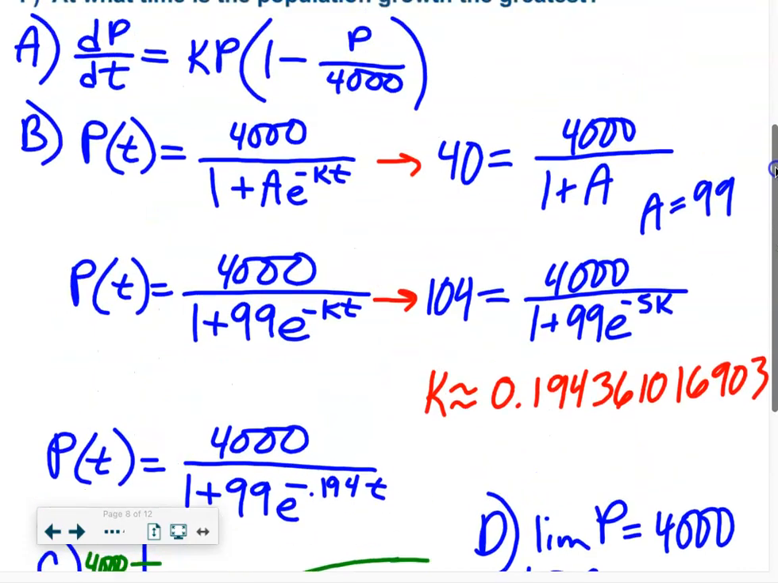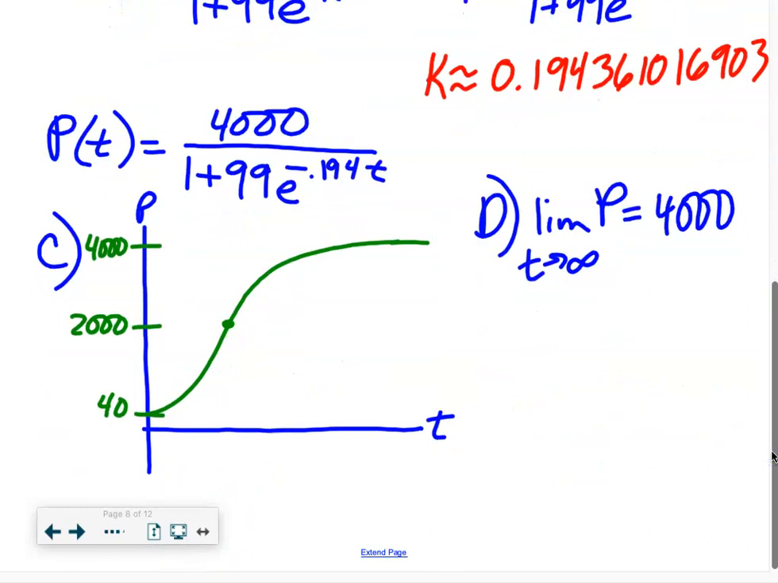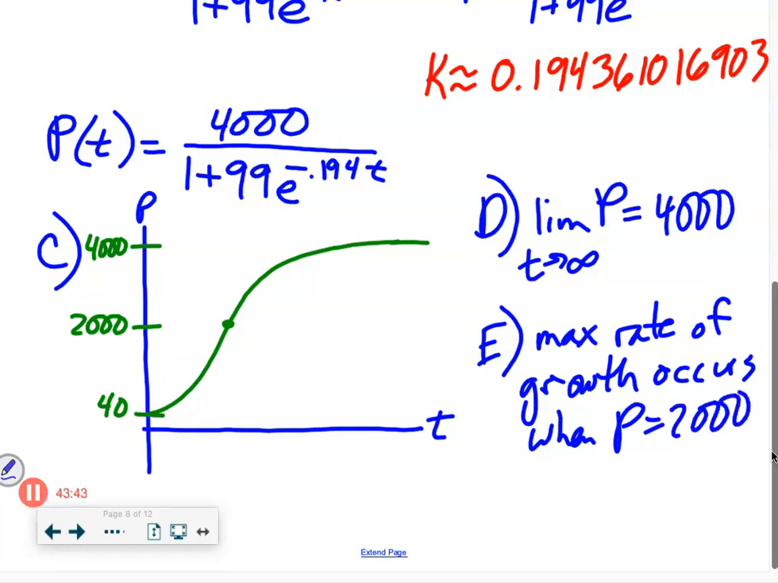All right. Part E. What is the population of elk when the rate of population growth is the greatest? I'm going to write it out. Max rate of growth occurs when P equals 2,000, when there are 2,000 elk. Always half the carrying capacity.